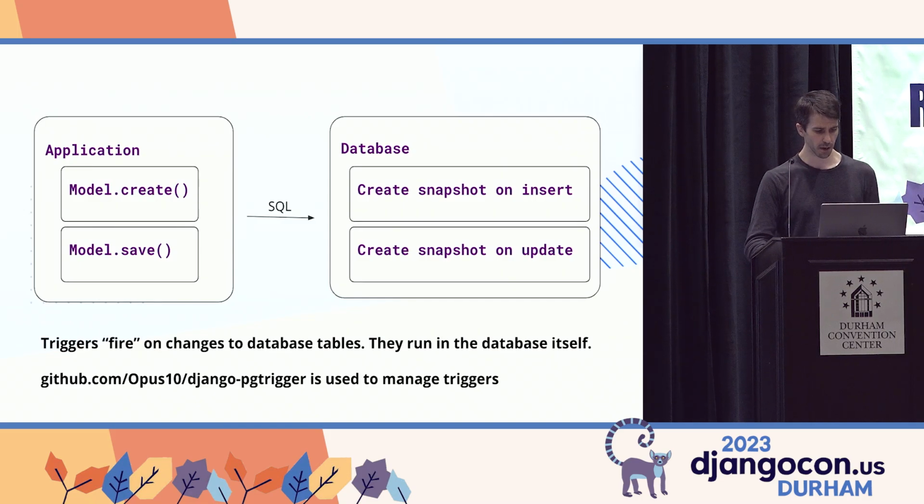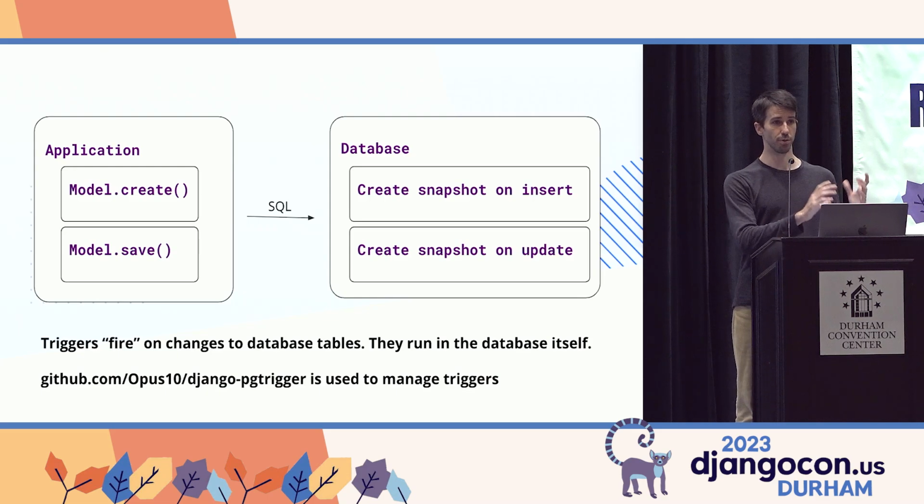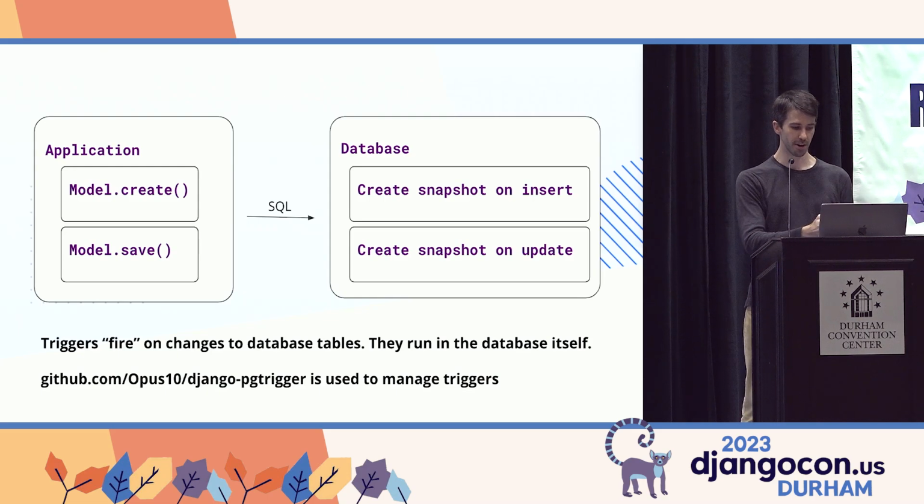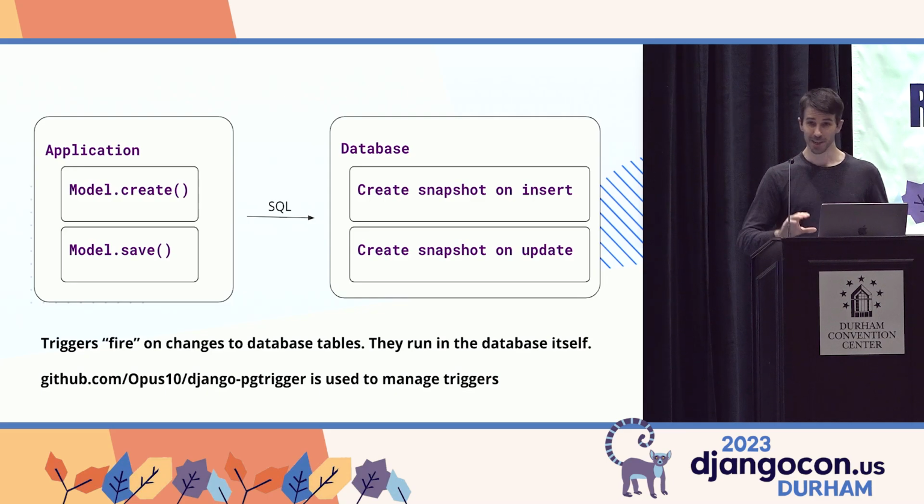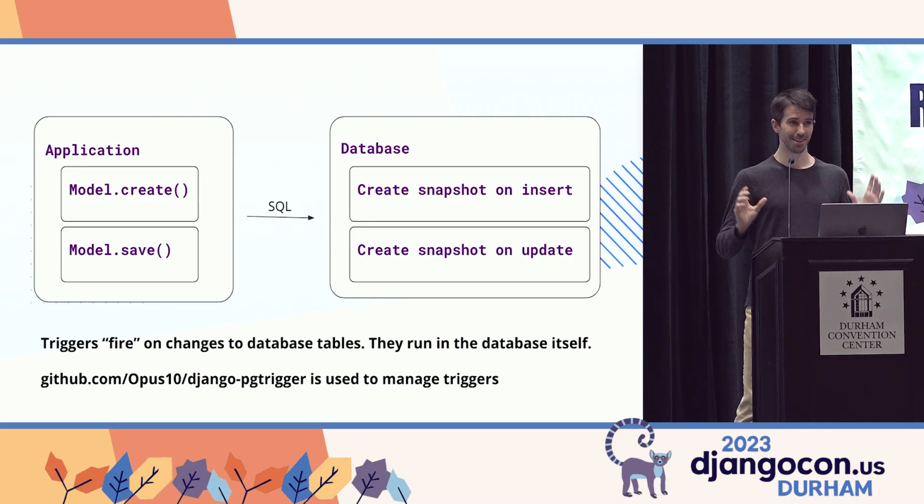PG History uses another library called PG Trigger to manage the triggers. I did a talk on it a few years ago, DjangoCon 2021. So for people that want to learn a little bit more about triggers and how they work and how you can even manually put triggers on your models, go to the library there. The talk is linked, and a tutorial and all that fun stuff. So that's triggers at a high level. That's what they mean. They're installed in the database. They run by the database.